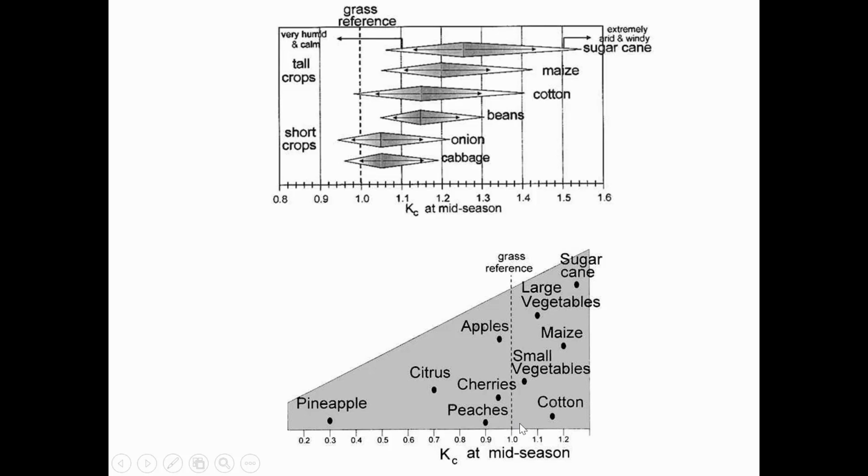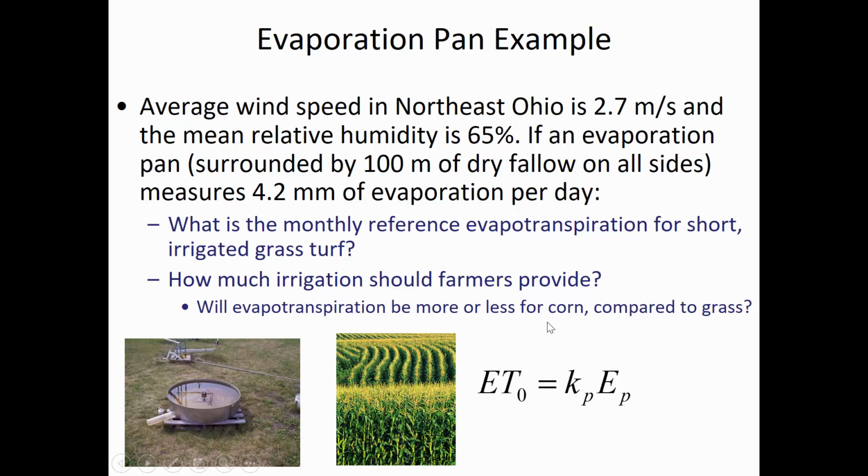The pineapple is kind of unique because it doesn't do that. But the idea is just that you can use the pan to predict how grass would evaporate, and then you can use the reference between grass and other crops to know how much irrigation maybe has to be added to a field. And so it's a very quick and dirty way of estimating the evapotranspiration, using a pan.